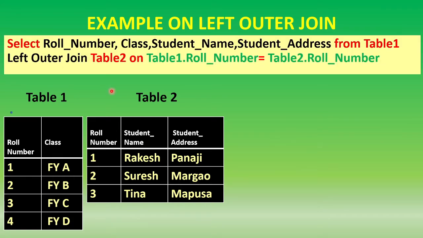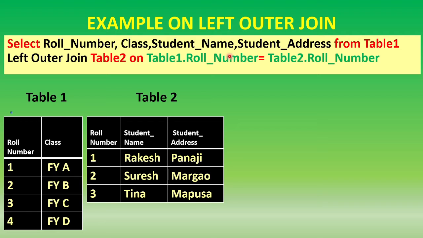Student name is Rakesh, Suresh, Tina, and student address is Panjim, Margaon and Mapusa. So now suppose I want to find the roll number, class, student name, student address from table 1 left outer join table 2. See, the ON keyword is used. We have to use the ON keyword when we use left outer join, on table 1 roll number equal to table 2 roll number. Now this is a common field.